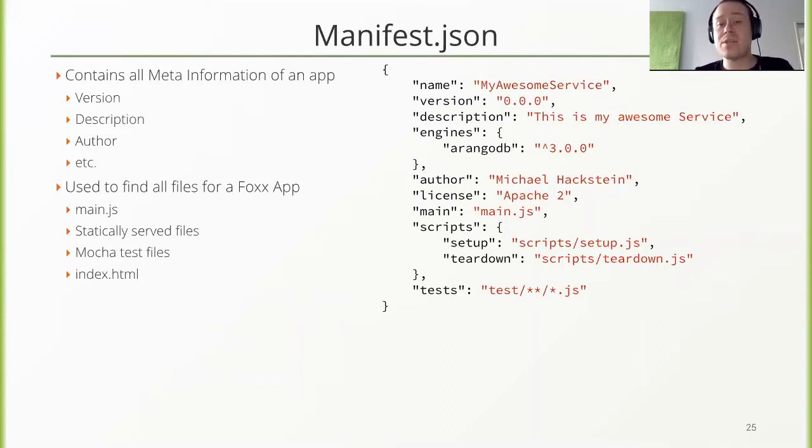Basically, the main.js, which is the entry point, tells the Foxx application, okay, please load this and that router that you have. It tells about the static files that are served. It tells where Mocha test files are stored, which should be executed in the test command. And it can define an index.html, which is the main entry point of the web UI that you want to ship with the application.